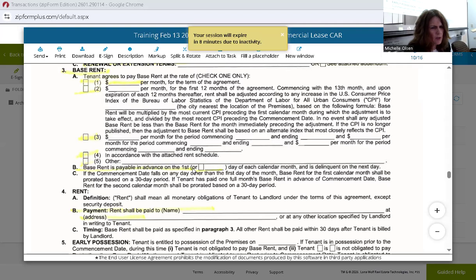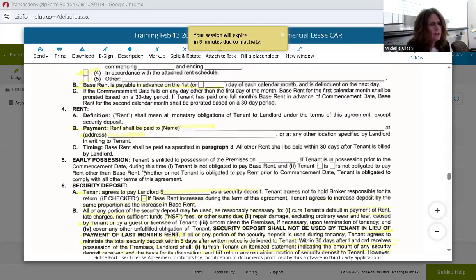Base rent is payable in advance on the 1st, or you could put a different day here. Normally we just let it default. So you're going to put the name of who this rent is going to be made out to, and where it is going to be delivered or mailed to. So make sure you fill all of this out. Early possession.